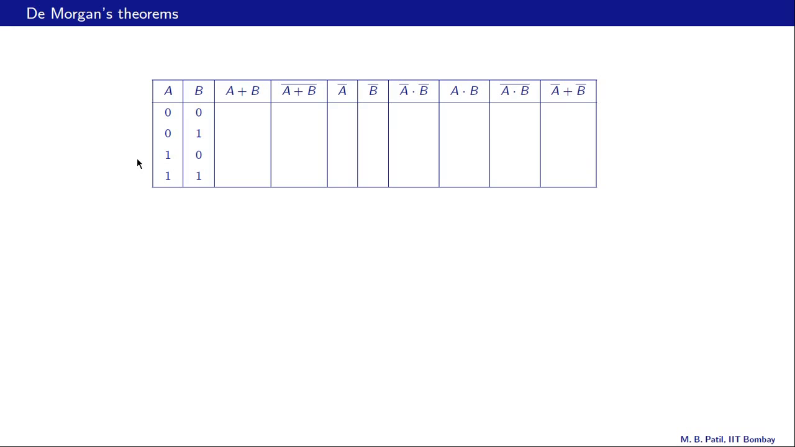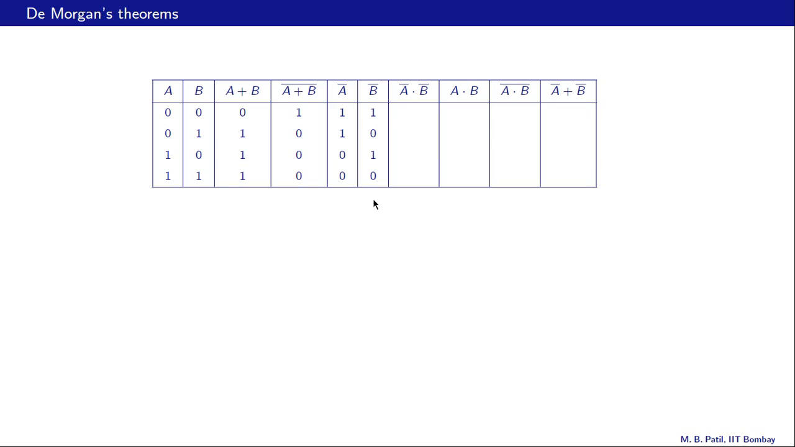Let us now discuss De Morgan's theorems, which are very useful in handling logical expressions. And let us look at two variables, A and B. Here we list all possible combinations of A and B, A equal to 0, B equal to 0, 0, 1, 1, 0, and 1, 1. And now we will construct each of these columns. A or B is 0 only if both A and B are 0 here, otherwise it is 1. A plus B whole bar, just the inverse of this, 1, 0, 0, 0. A bar would be 1, 1, 0, 0, like that. B bar would be 1, 0, 1, 0, like that.